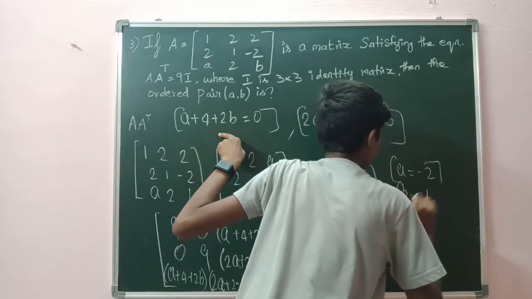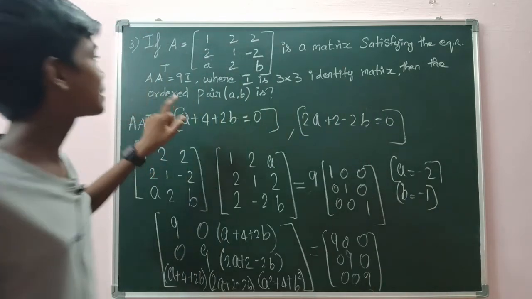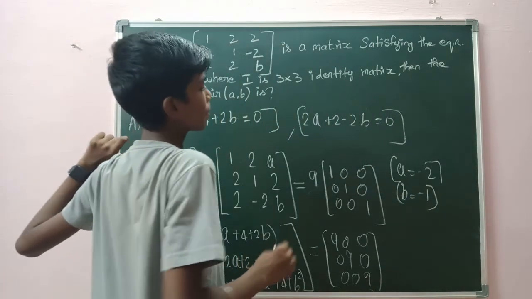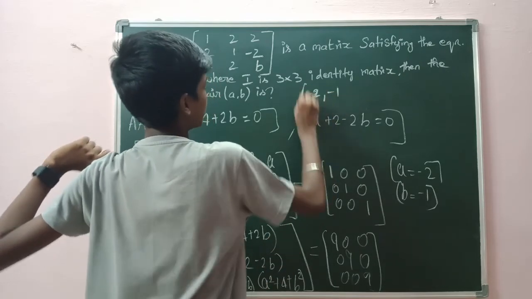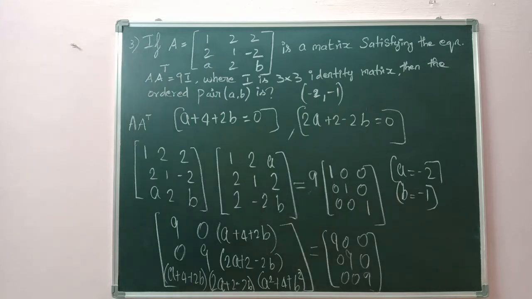Just solve it, okay? And what they are asking in the question is the ordered pair A comma B. That will be minus 2 comma minus 1, and that's the answer for the question. That means the ordered pair A comma B.